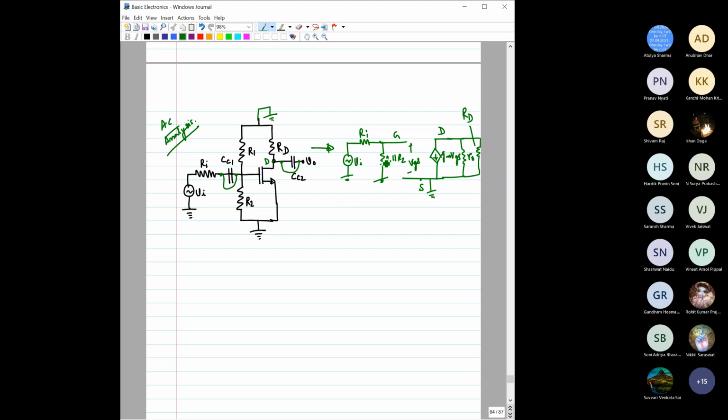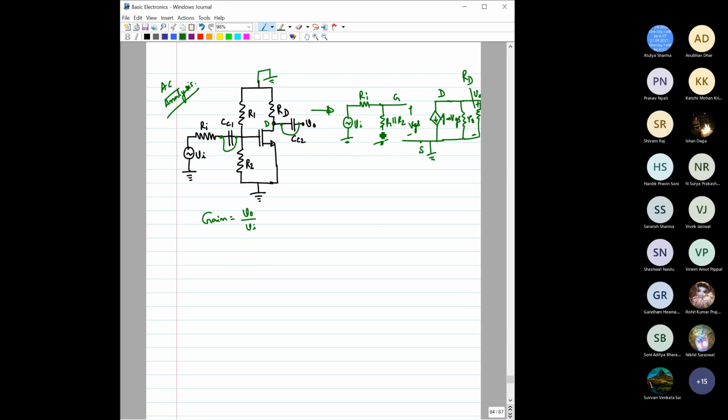Now it is quite straightforward to find the gain. So here is the output, this plus, this minus. Gain means we have to find V output by V input. For that, let us again focus on this and find what this VGS is. We can use the voltage division and write VGS like this.